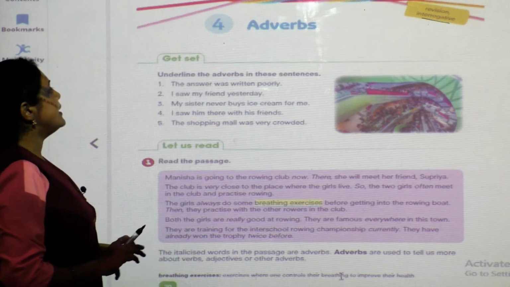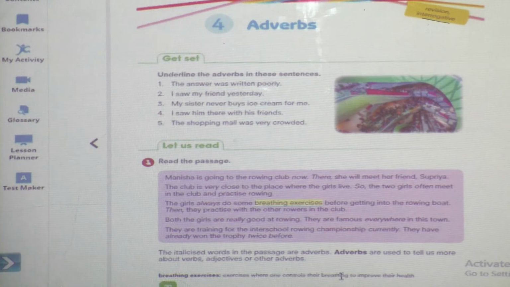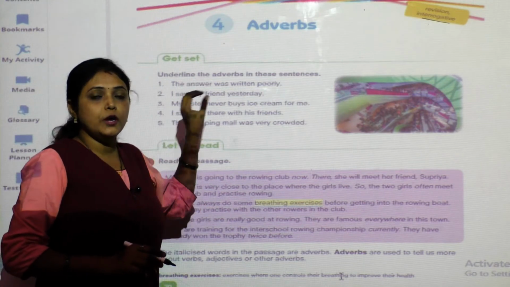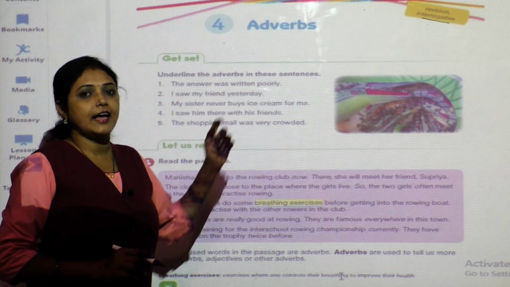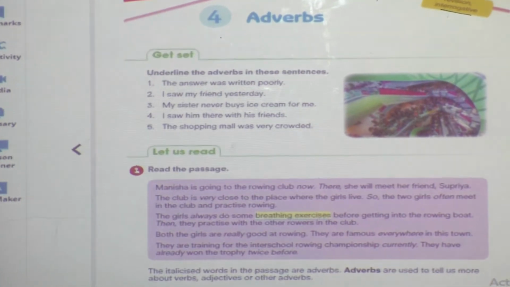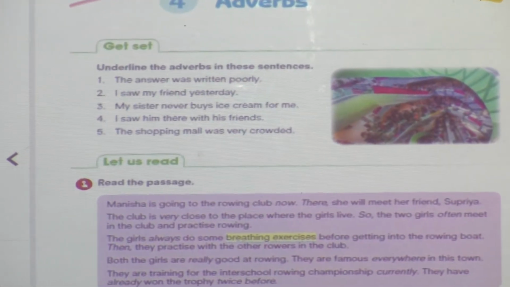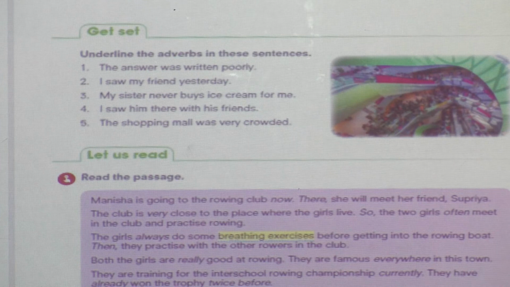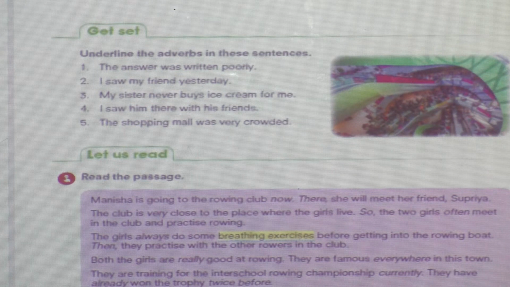Get set. Underline the adverbs in these sentences. First I will read out all the sentences. Listen to it very carefully and then we will underline the adverbs. The answer was written poorly. I saw my friend yesterday. My sister never buys ice cream for me. I saw him there with his friends. The shopping mall was very crowded.